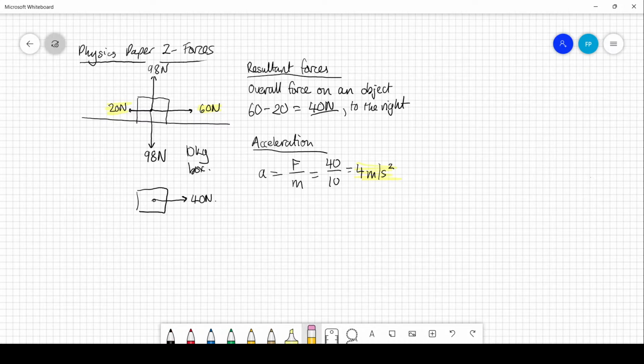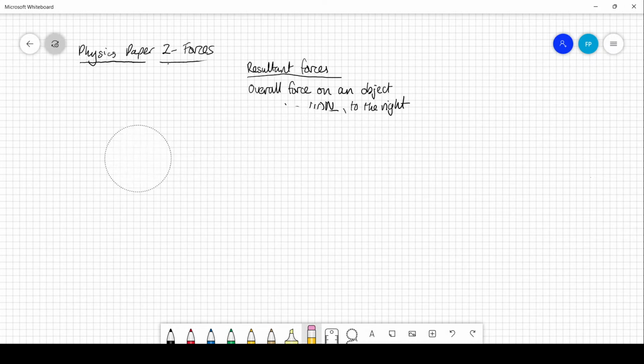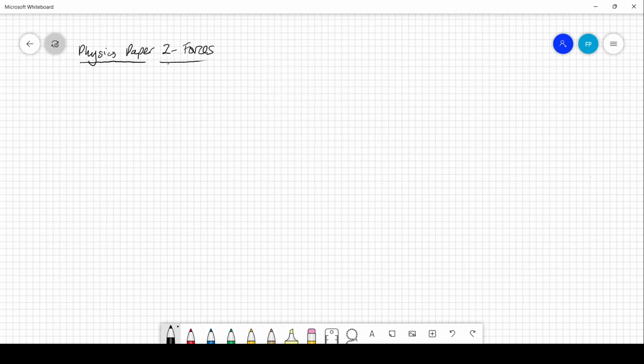Next, we're going to look at springs, which we have not seen for a while. To briefly recap, what was that equation? Was that like force divided by mass equals acceleration? Yeah, acceleration is force divided by mass.